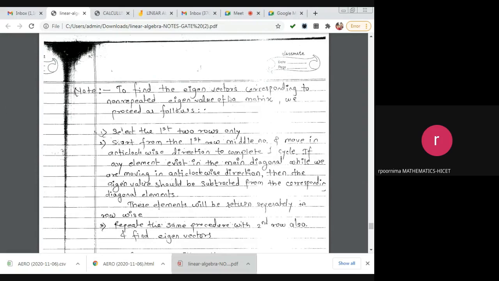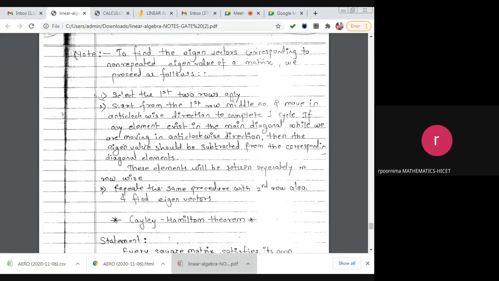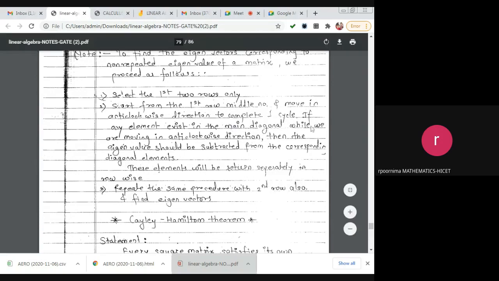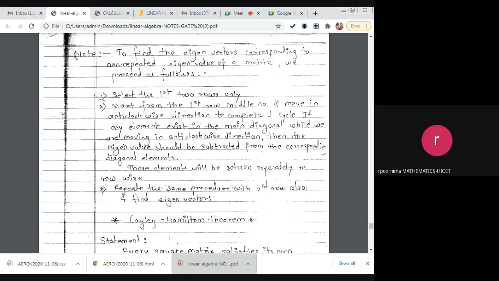To find the eigenvectors corresponding to a non-repeated eigenvalue of a matrix, we can proceed as follows. Select the first two rows. Start from the first row middle number and move in anti-clockwise direction to complete one cycle. We already discussed this; the same procedure we are going to apply here also. If any element exists in the main diagonal while we are moving in anti-clockwise direction, then the eigenvalue should be subtracted from the corresponding diagonal element. These elements will be written separately row wise. Repeat the same procedure with the second row also and find the eigenvectors.